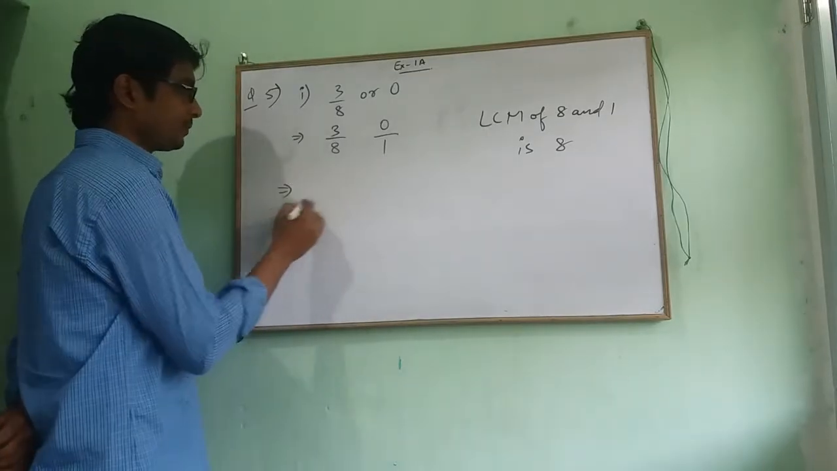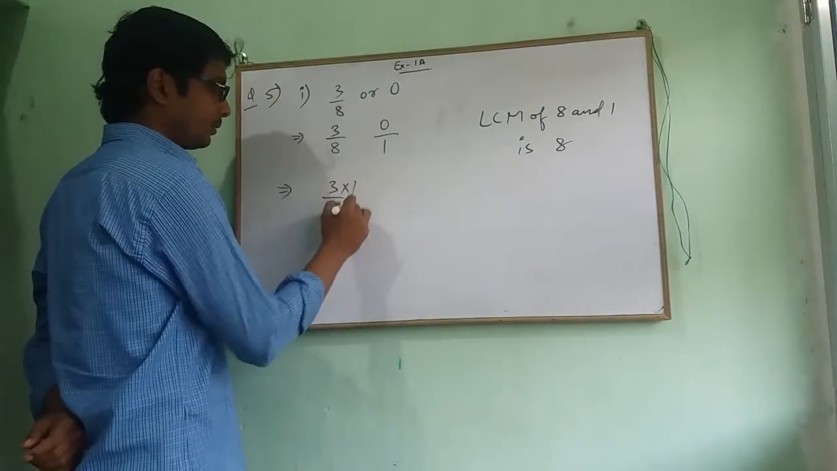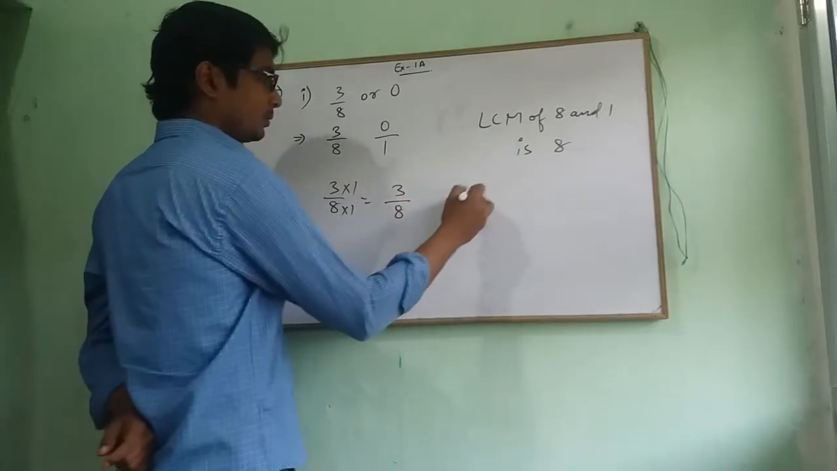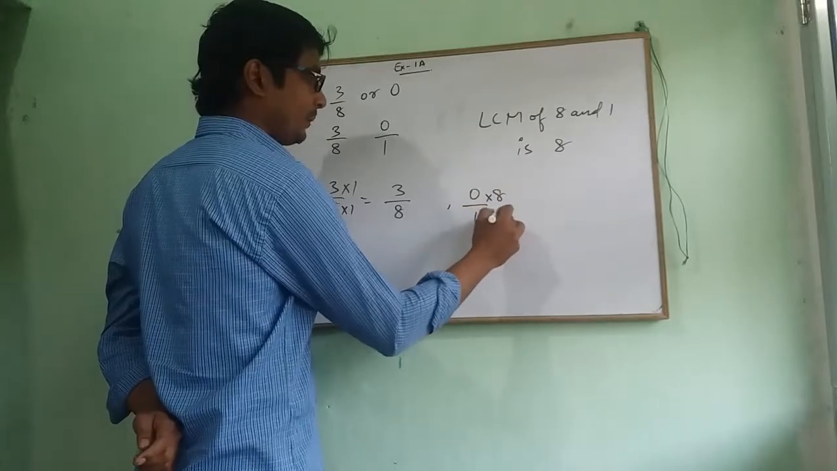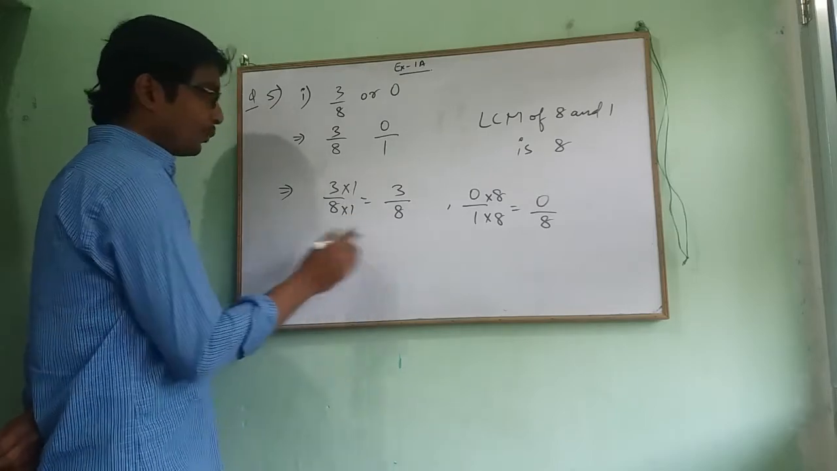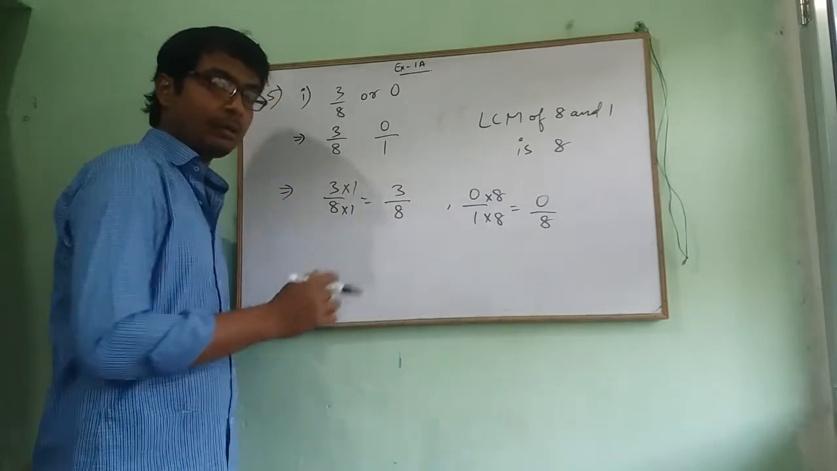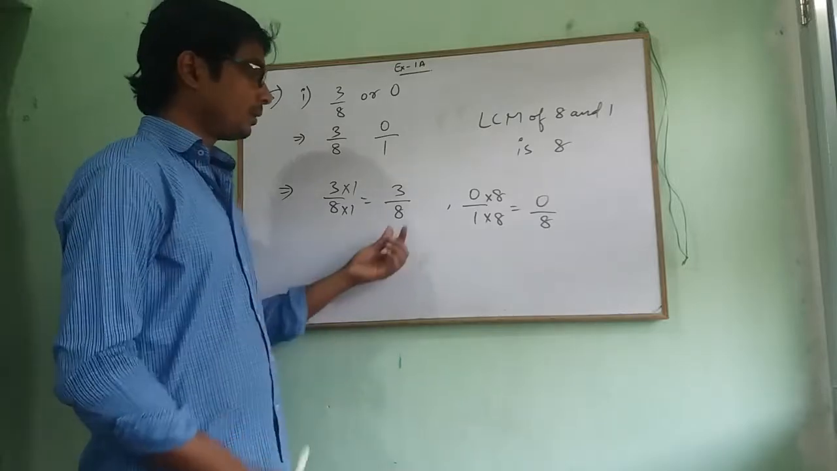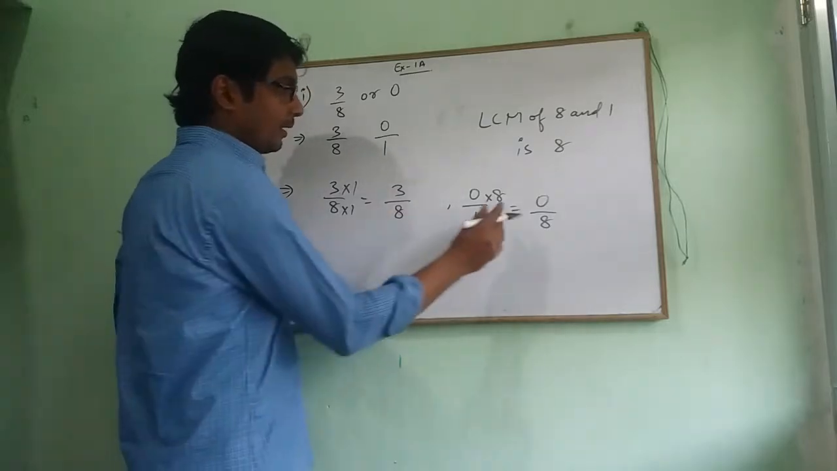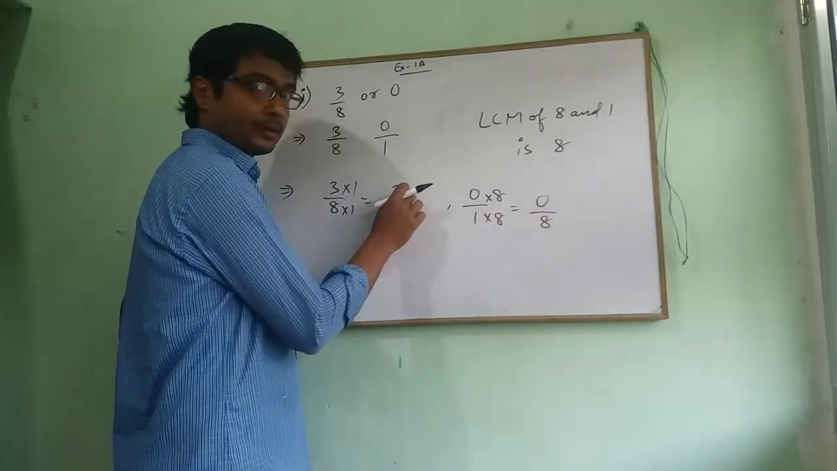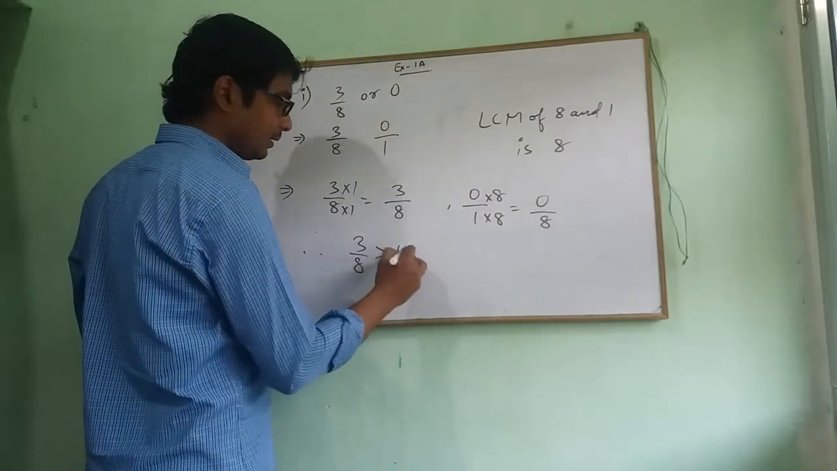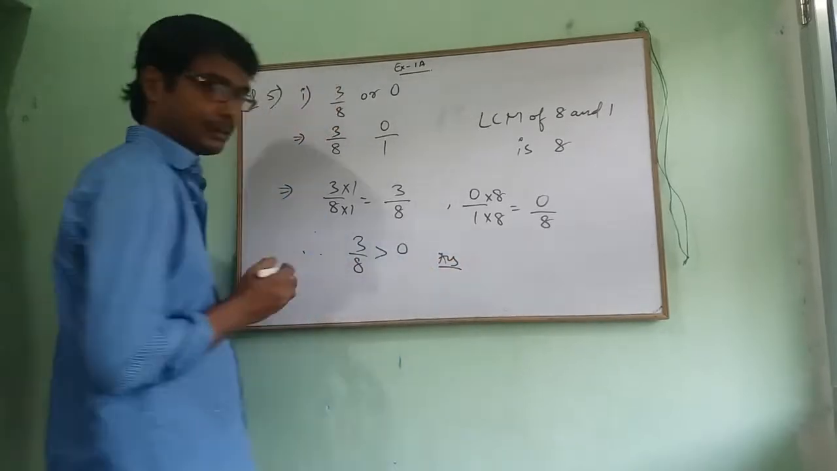Now what will I do? I will make the denominator equal to the LCM. So it becomes 0 by 8. Now you can see here both the denominators are equal. Now I have to compare the numerators. The rational number whose numerator has a greater value is the greater rational number. So you can see here 0 is less than 3, or 3 is greater than 0. So therefore 3 by 8 is greater than 0, and that is the answer.